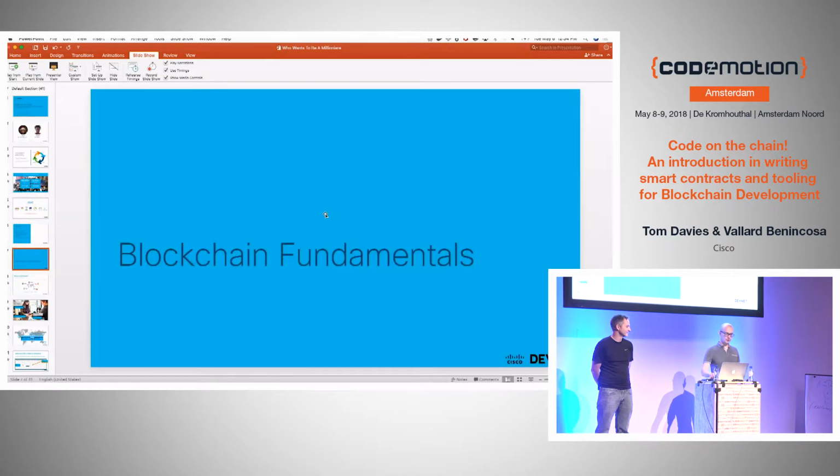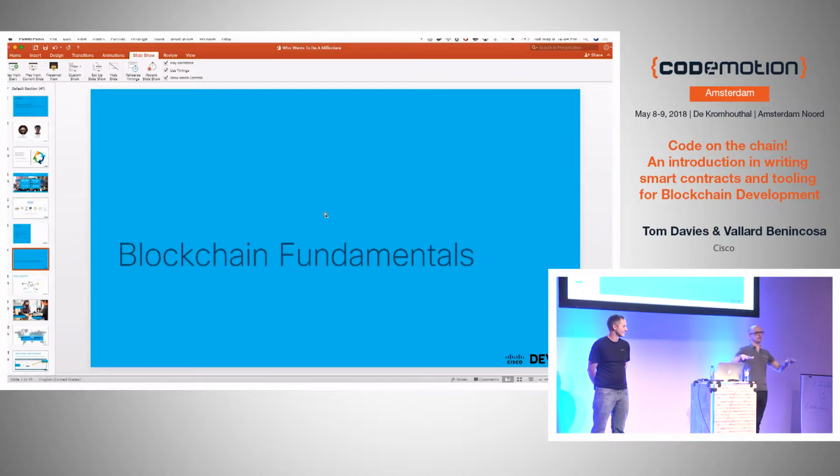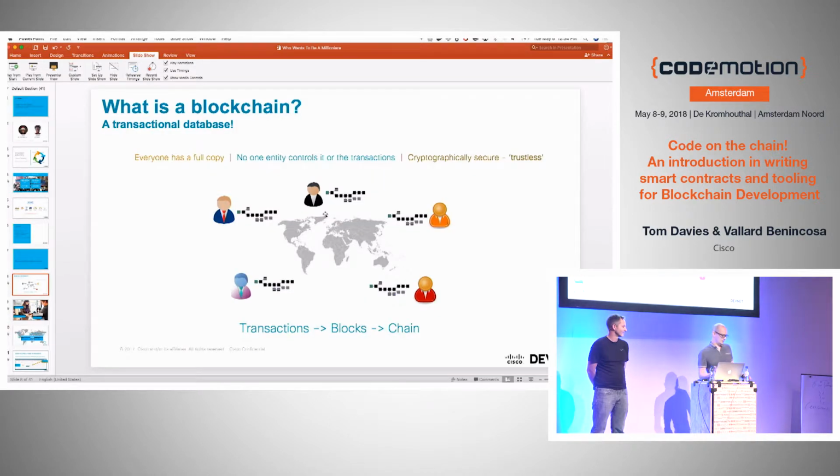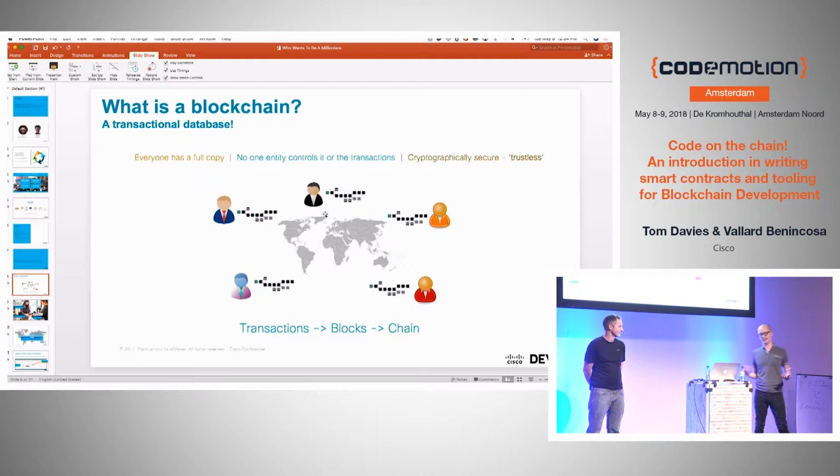We're going to start off, though, with some blockchain fundamentals. So just to get it on a level playing field, we're going to go for 10 minutes of explaining blockchain, which in 10 minutes can be quite difficult, but we'll give it a shot. So let's start. What is a blockchain? So as you probably know, actually, blockchain is just a database, a transactional database.